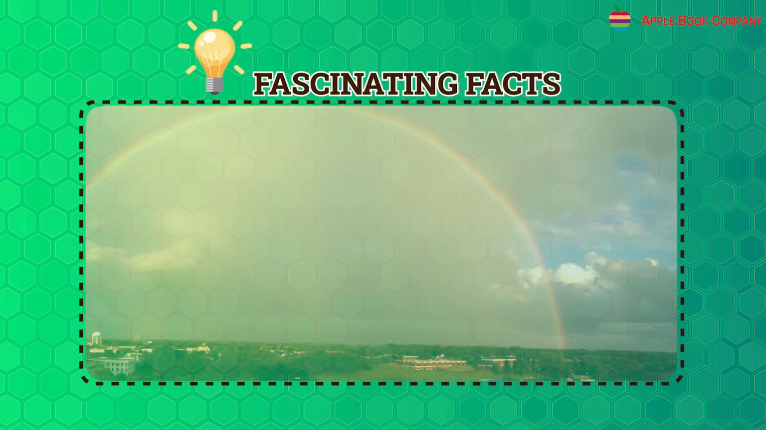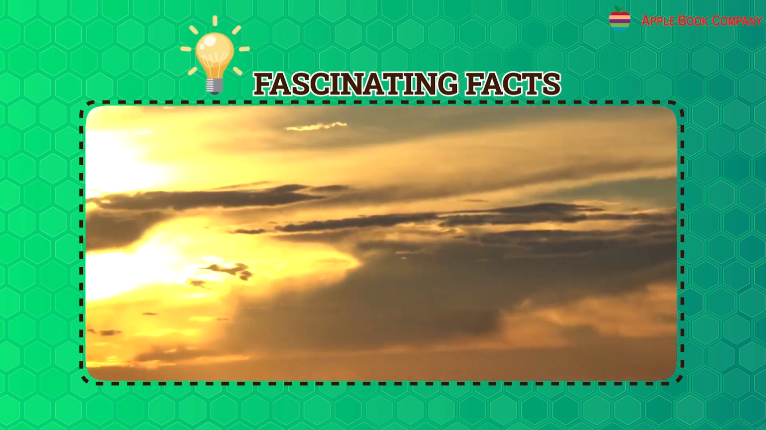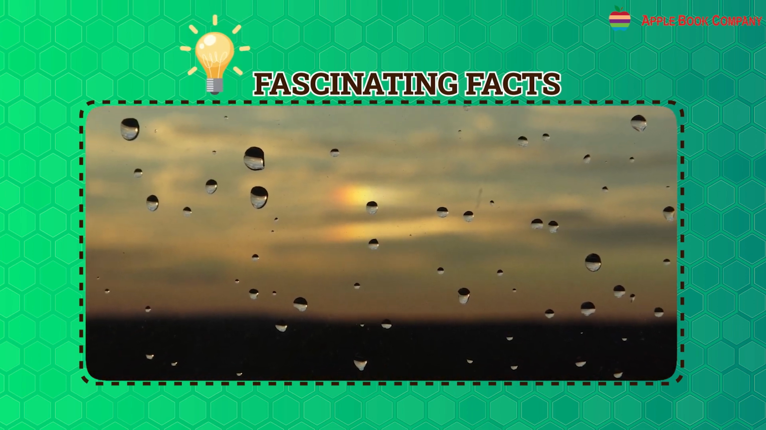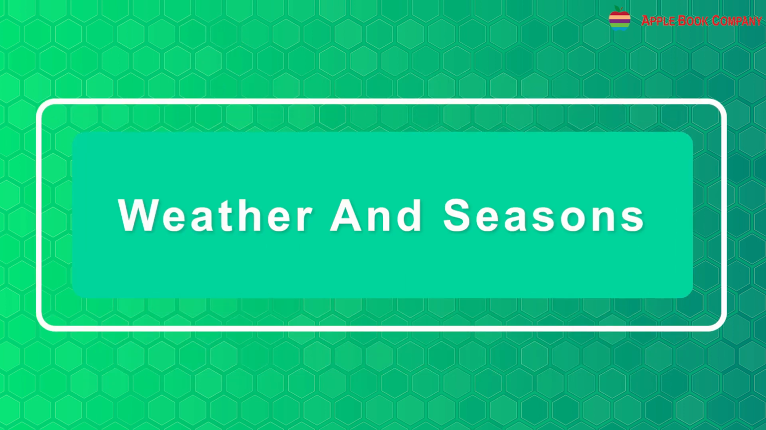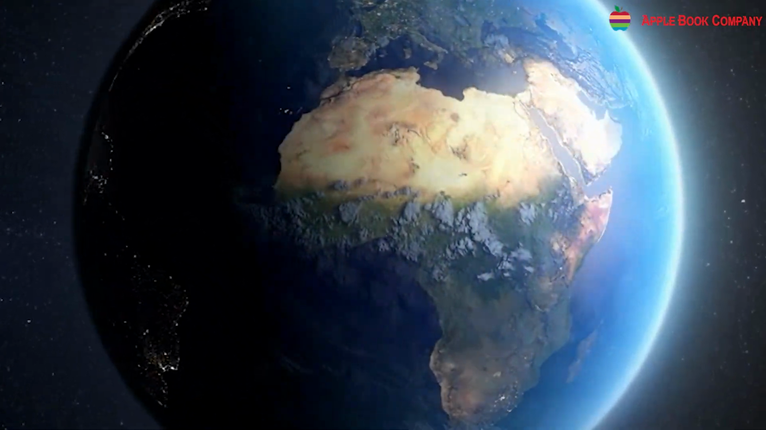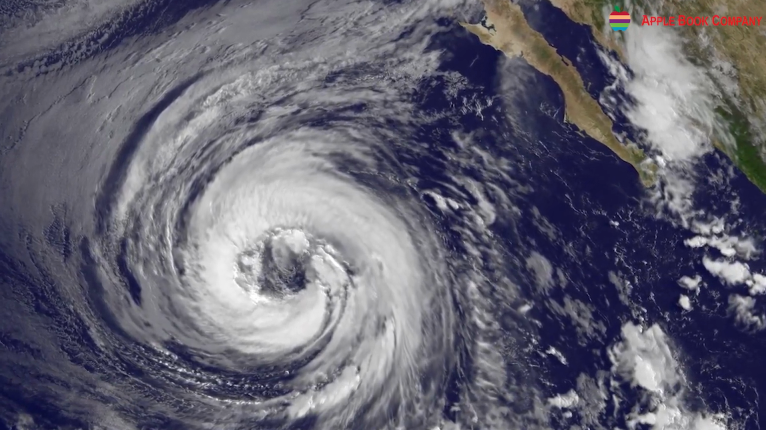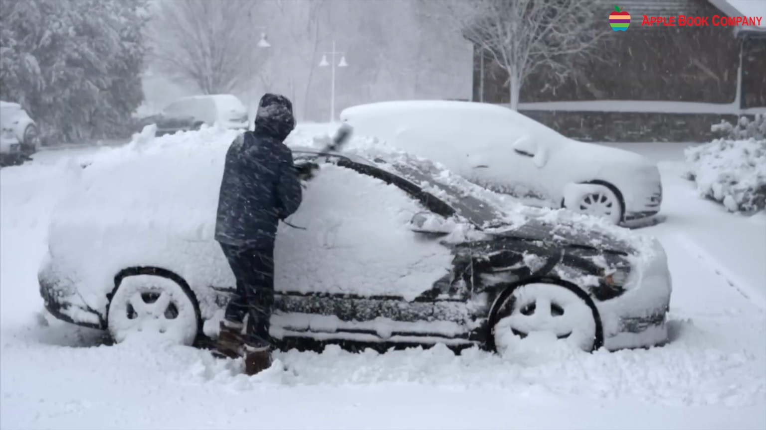Fascinating facts. A rainbow is a short-term phenomenon which takes place when the sunlight reflects off the raindrops in the air and scatters the colors. Weather and seasons. What is weather? Our planet Earth is surrounded by a blanket of air called atmosphere. The condition of the atmosphere changes every day.